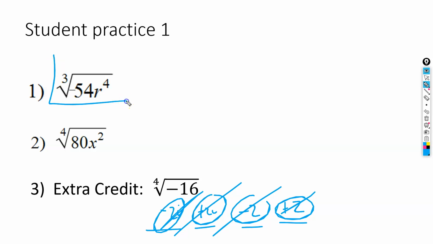For now, I want you to pause the video and make sure that you can do these 2 problems, which are the basic idea. Okay?